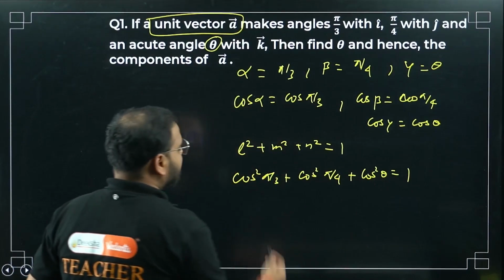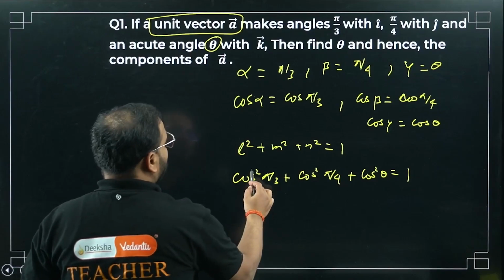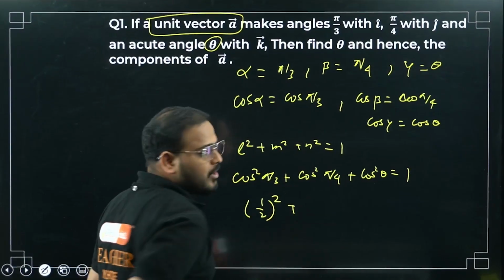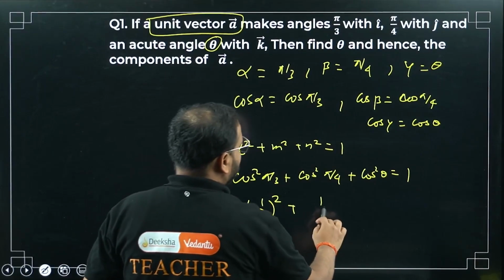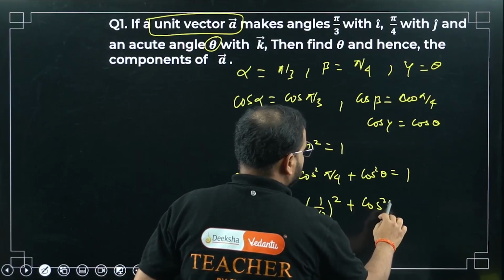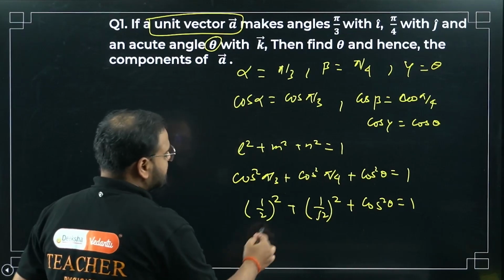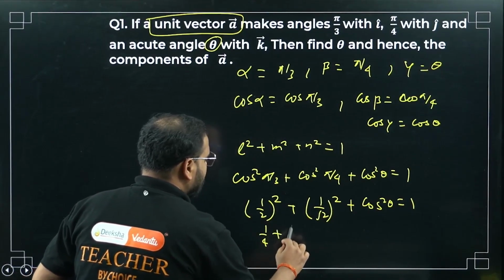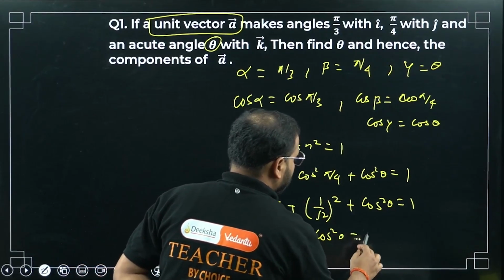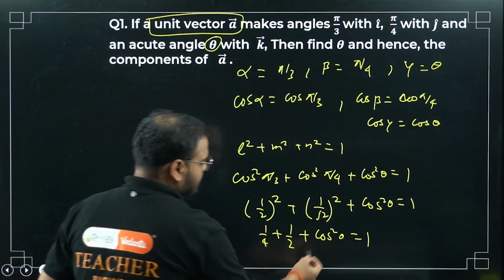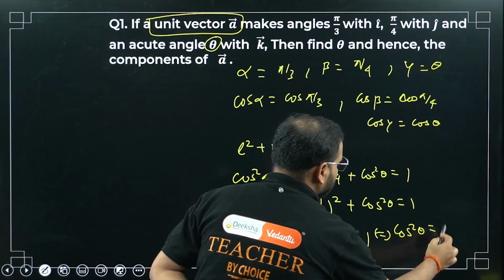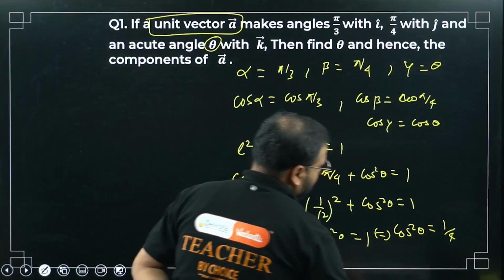1. Pi by 3 means 60 degrees, right? So what is the value over here? 1 by 2. So 1 by 2 square. Pi by 4 means 1 by root 2. So 1 by root 2 the whole square. This will remain as it is, cos square theta equals 1. So 1 by 4 plus 1 by 2 plus cos square theta equals 1. Now if you simplify this, you're going to get cos square theta equals 1 by 4, right?